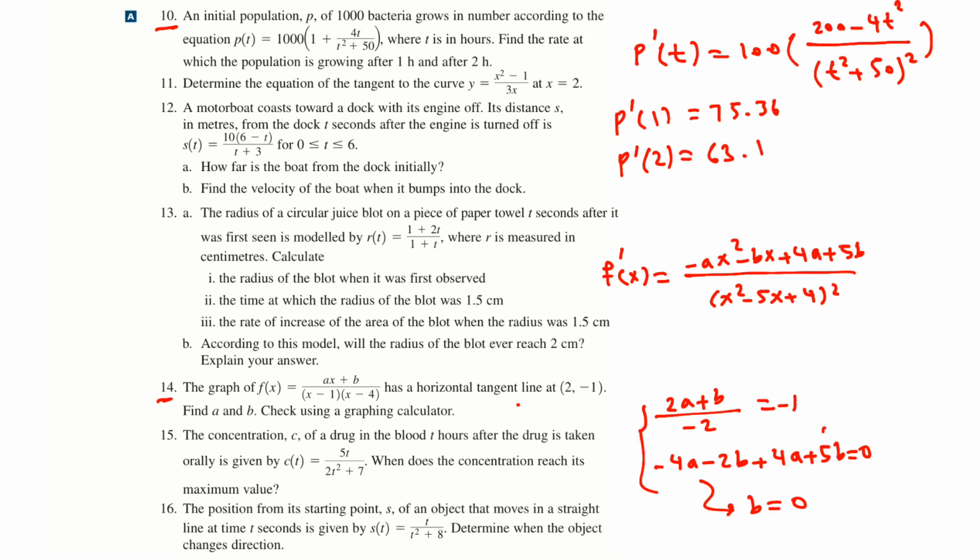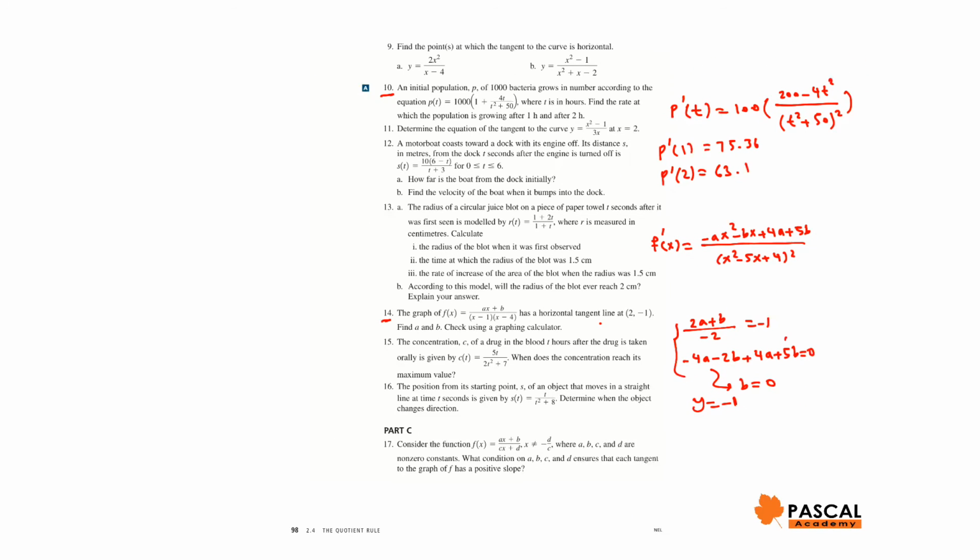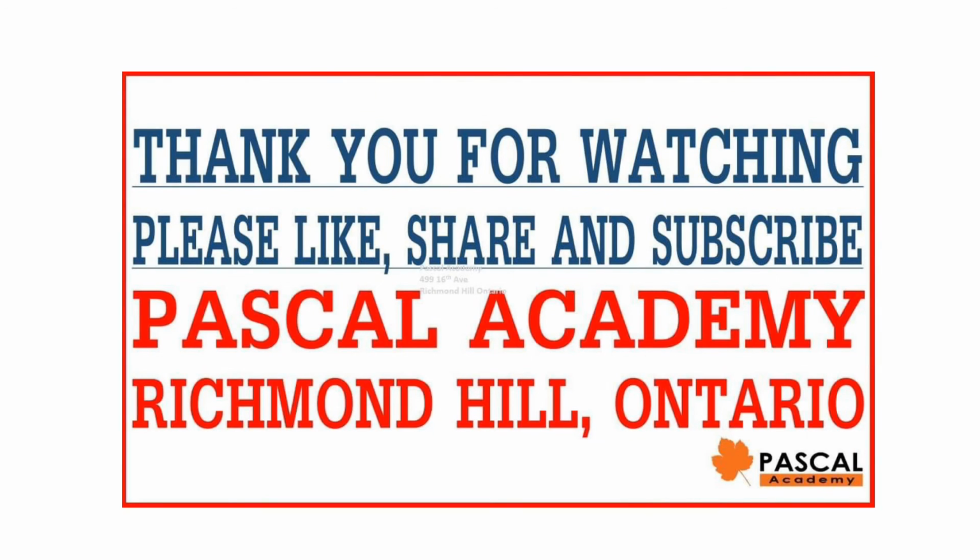Checking using a graphing calculator, you can just use any graphing calculator like Desmos and sketch the graph of f of x equals x over x minus 1 times x minus 4, and see the slope of the tangent line is 0 at 2 and negative 1. By checking, y equals negative 1 is also the tangent. So we graph y equals negative 1 and the function, and we see on the graphing calculator that the line y equals negative 1 is the tangent line, which has slope 0. Thanks for watching.